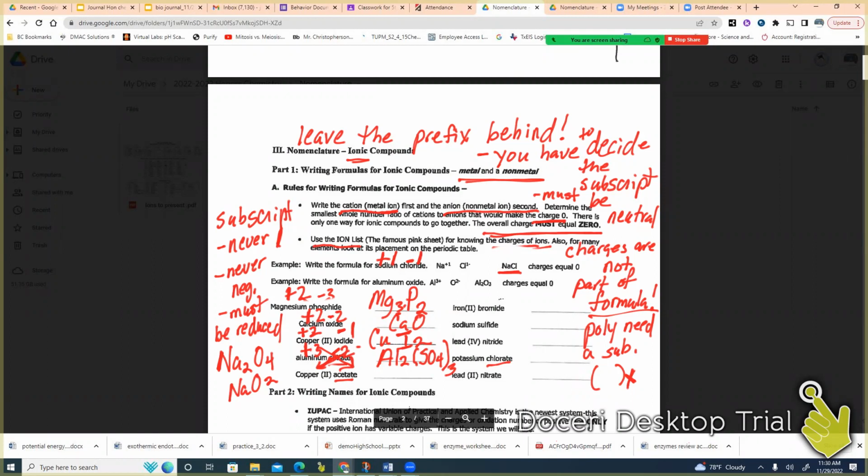Thing I have is, for some reason, when people pull these polyatomic ions, they leave off that subscript. So instead of writing SO4, they just write SO. So remember, you got to take it just like it's written on here.